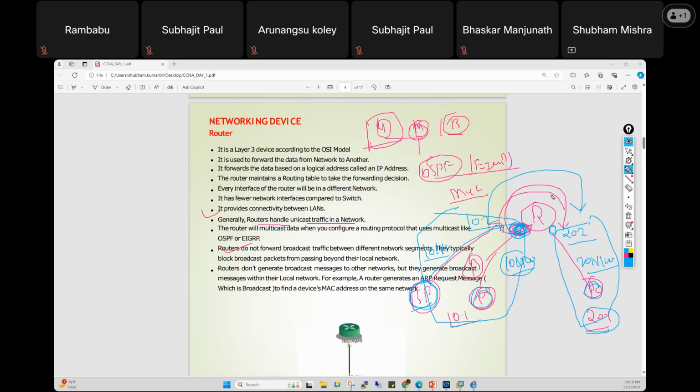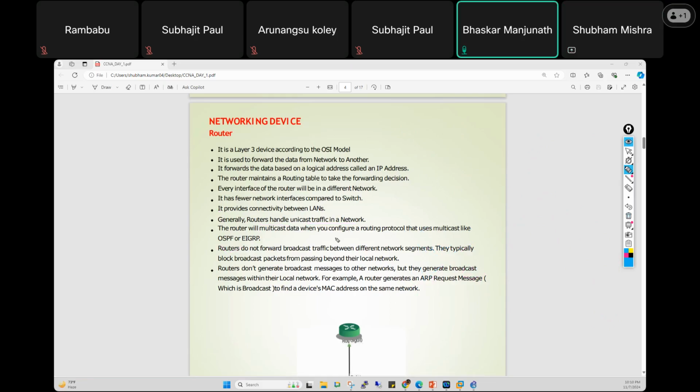But yes, in some cases, router can generate the broadcast packet. For example, ARP. ARP is a broadcast packet. Yes, router can generate the broadcast packet, but router does not forward your broadcast packet. Fine. I will show you when I teach you the packet flow. Don't worry about it. Done?